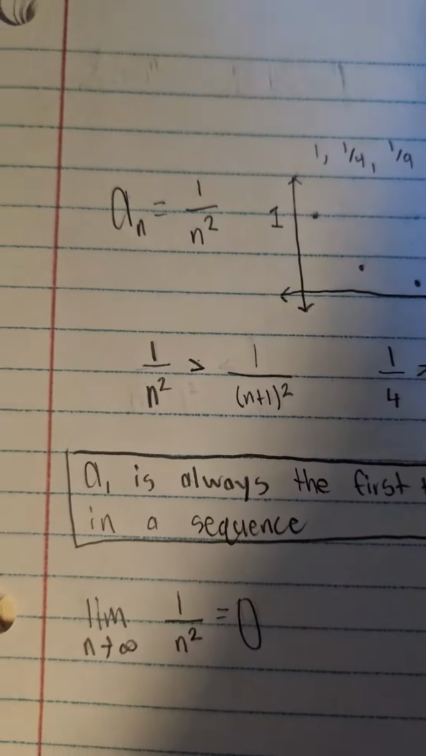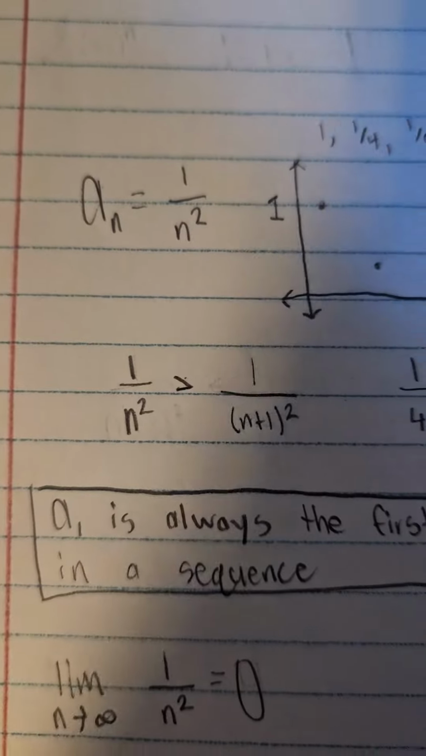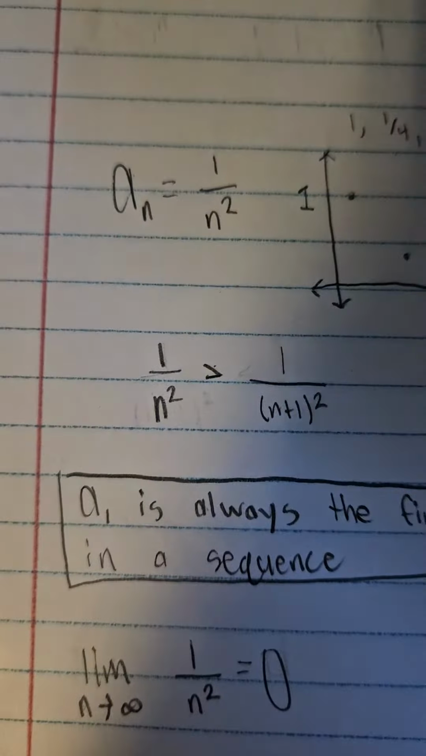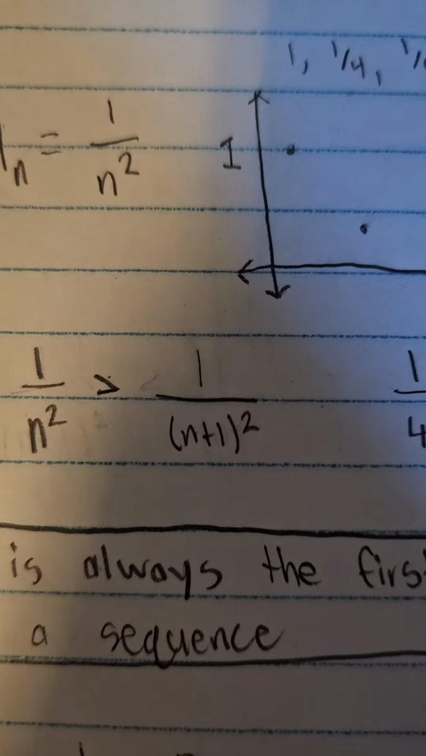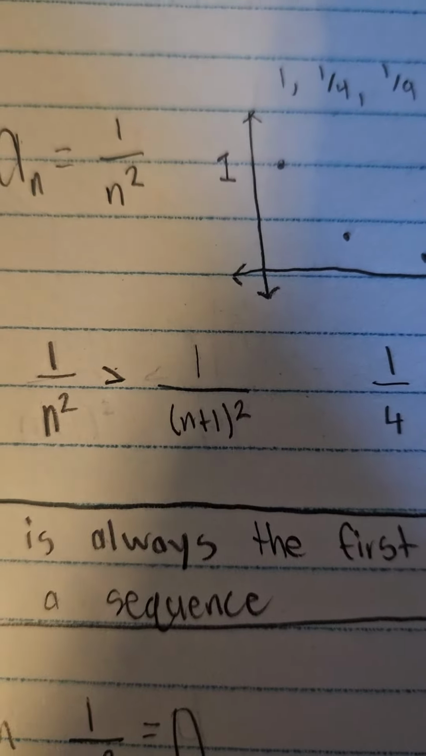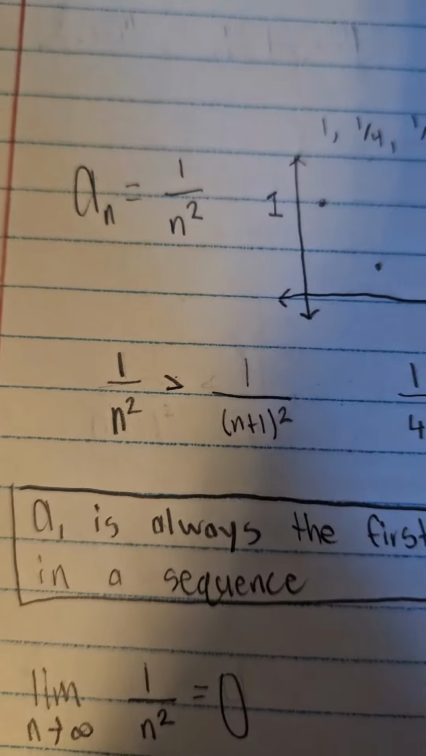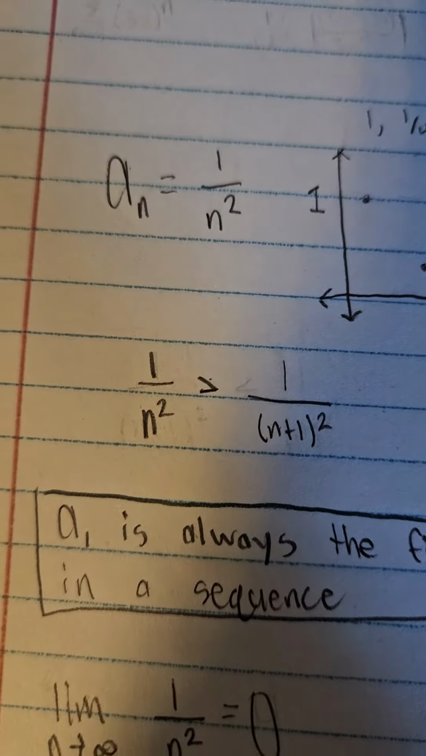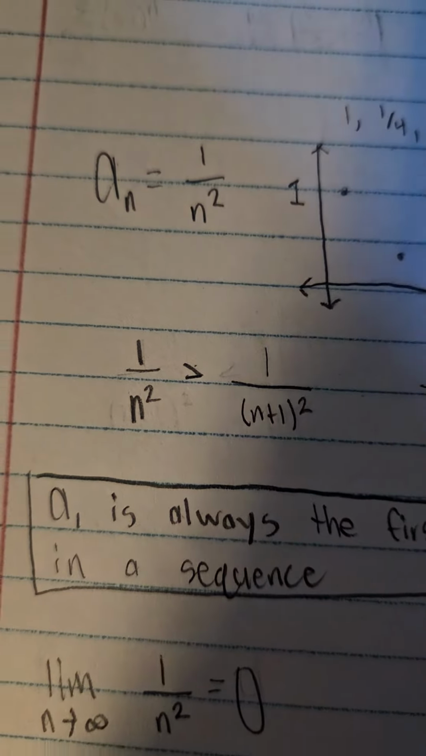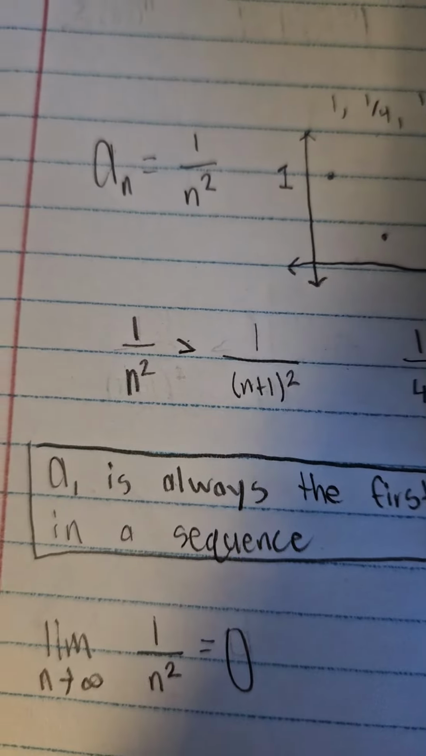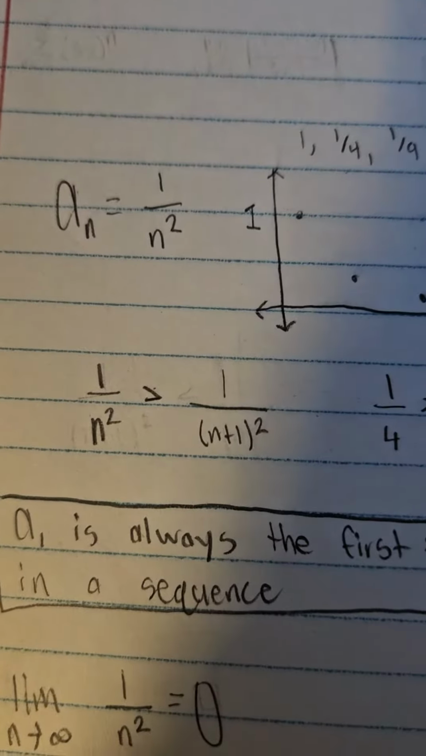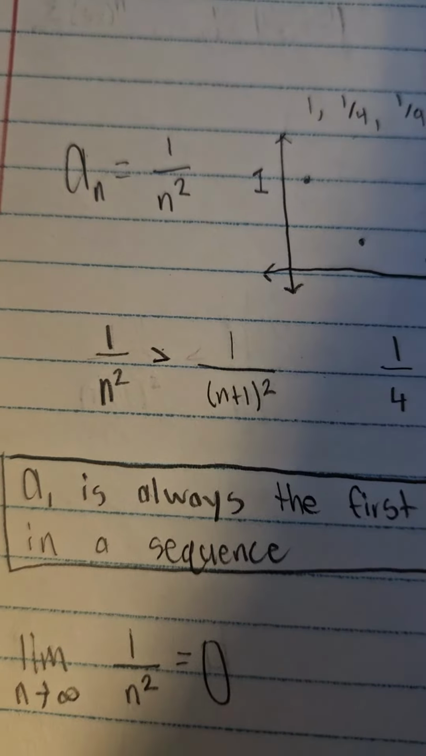So you can prove that it's always getting smaller with this. You take 1 over n squared and 1 over n plus 1 squared, because that's your term and that's the next term in the sequence. Because 1 over n plus 1 squared is always less than 1 over n squared, it's always getting smaller, because each subsequent term is less than the term before it.